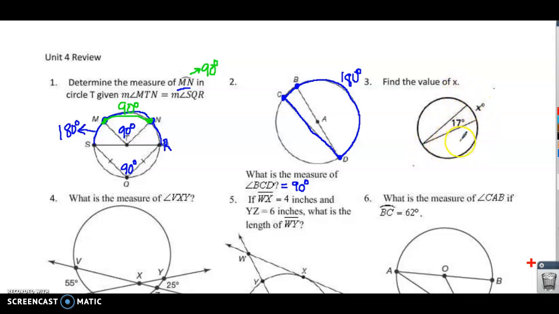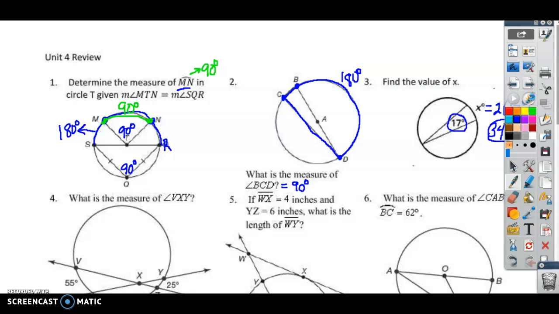Find the value of x. Well, we know that this inscribed angle measures 17 degrees. We know that an angle inscribed in a circle measures half its intercepted arc, so x must be equal to 2 times 17 degrees, which is therefore 34 degrees. Again, an inscribed angle measures half its intercepted arc, so we doubled the inscribed angle to get the arc.